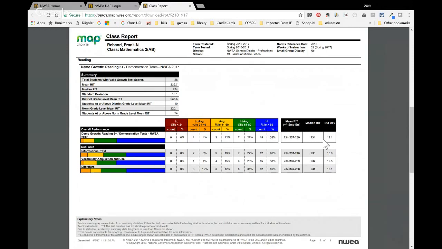For Mr. Reband's entire class, he's got a standard deviation shown of 13.1. So this would be within the 10 to 14, where he could make a decision whether he needs to do some differentiation or not. But if I look more closely down in the goal areas, I can see that the scores for vocabulary acquisition are still within that 10 to 14 range. And so it may not be necessary to do much differentiation for vocabulary acquisition and usage, but for both informational text and literature, there's more of a standard deviation.